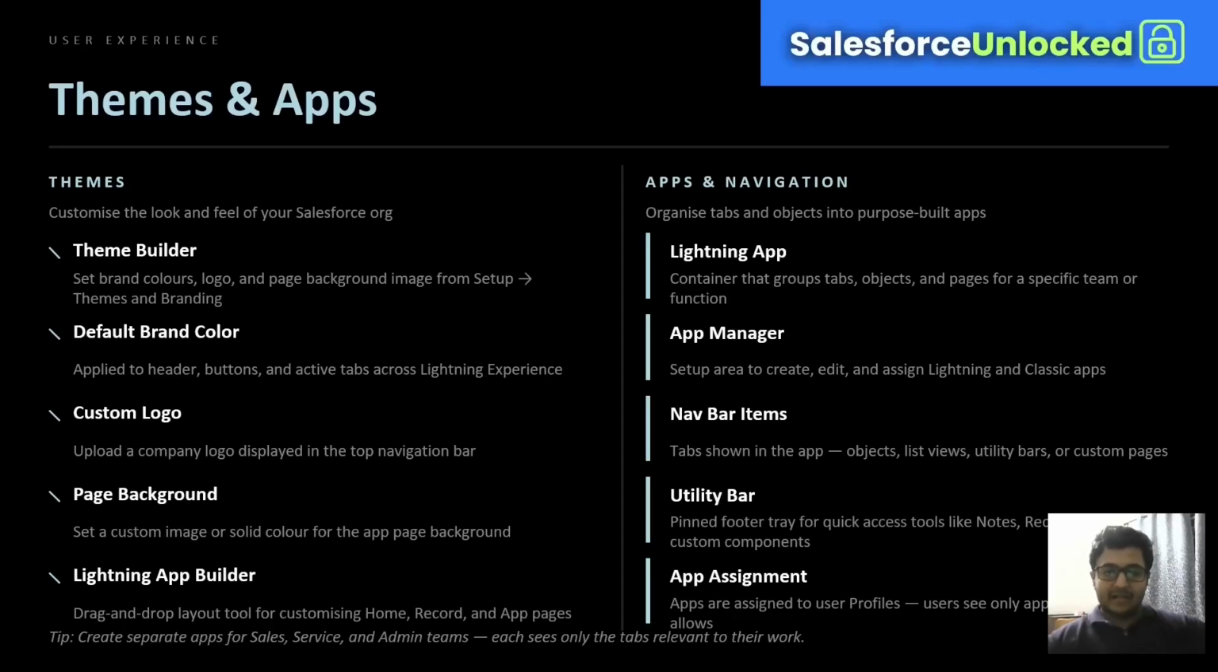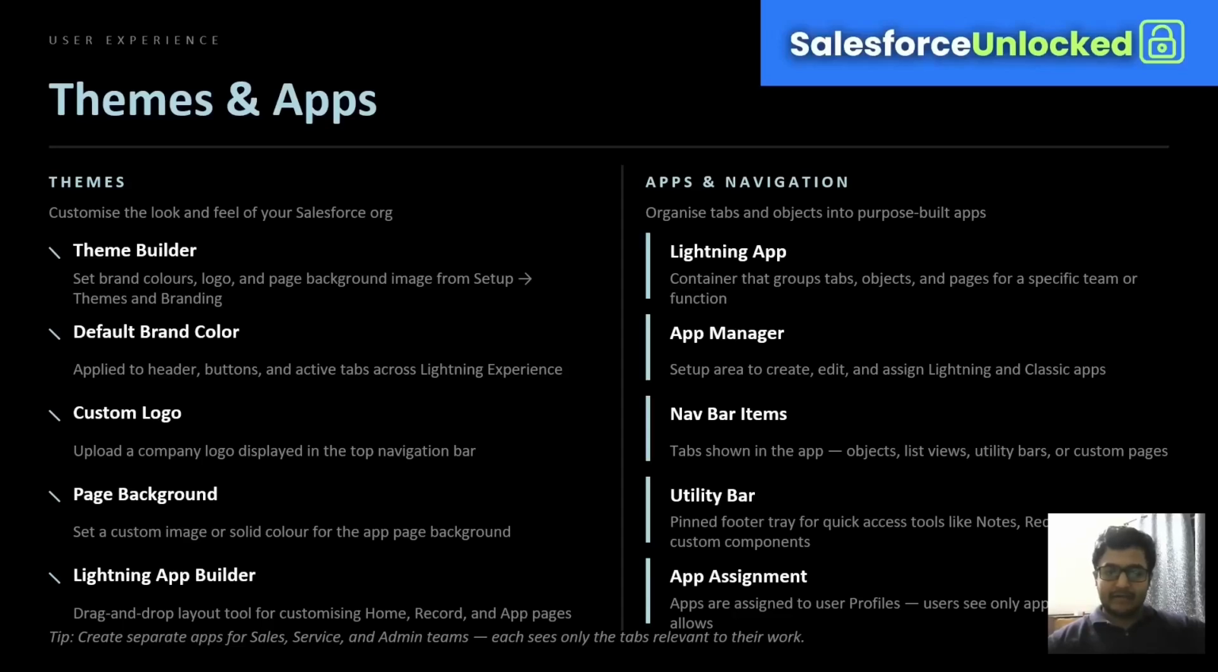The App Manager lets you build Lightning apps and it also lets you manage the old Salesforce Classic apps. When you configure an app, you need to choose the navbar items also. These are the tabs at the top of the screen, and they can point to standard or custom objects, list views, reports, dashboards, Visualforce pages, or custom Lightning pages. So that was all about the App Manager and navbar items.